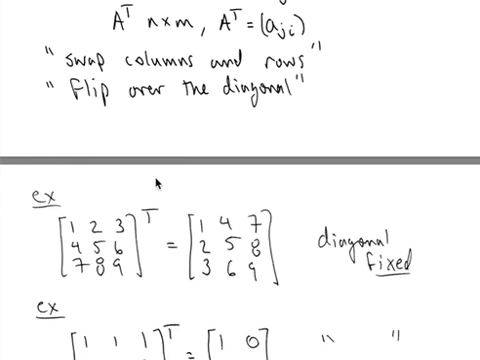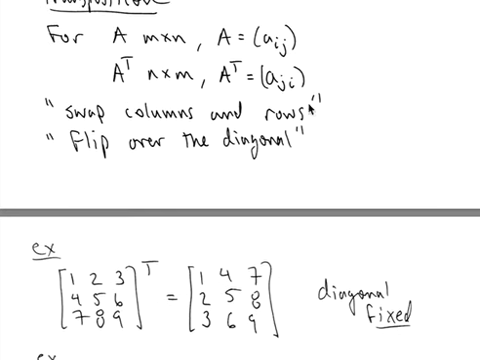So just by way of example, here's a matrix: 1, 2, 3, 4, 5, 6, 7, 8, 9. And here's the diagonal, 1, 5, 9. So we're going to flip over this diagonal. And since this is a square matrix, namely 3 by 3, the transpose will also be a 3 by 3 matrix. Transposition fixes the diagonal. That's what this says. So the diagonal doesn't go anywhere.